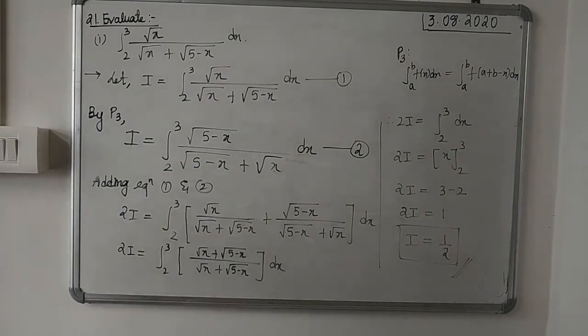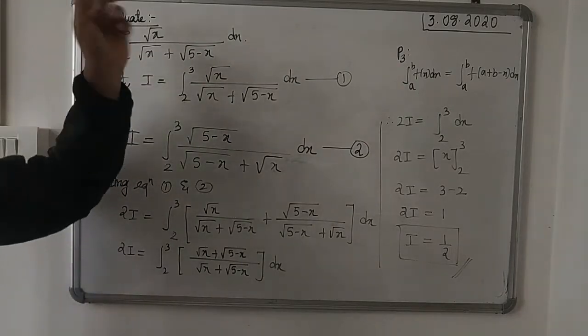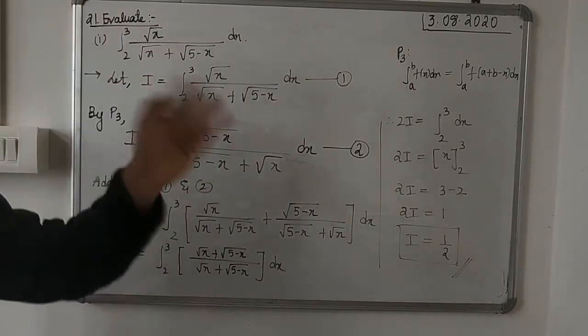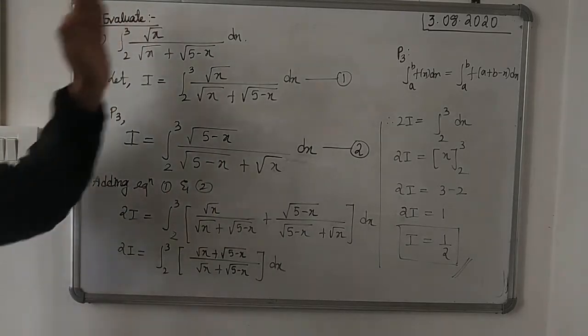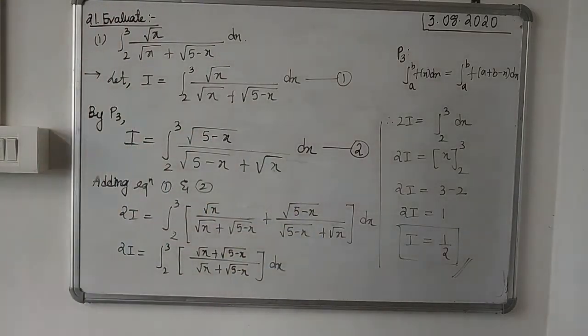But please be clear. The limit has to be from a to b, not from 0 to a. Okay, if it is 0 to a, property 4. If it is 2 to 3, a to b, property number 3. Okay, pause the video, note it down.